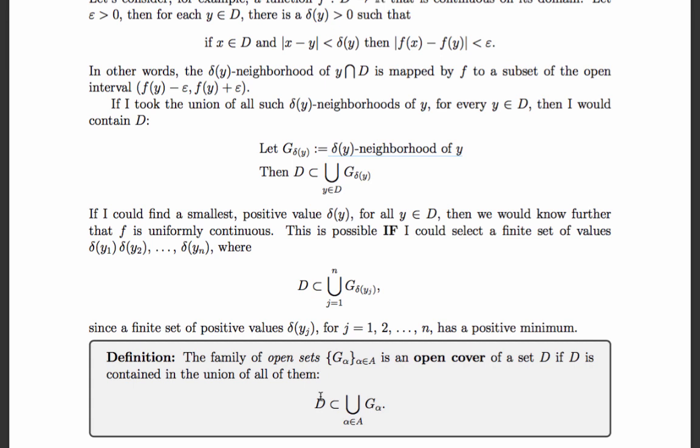When would that be true? Well, that's possible if I could take a finite set of values, delta(y1), delta(y2), up to delta(yn), a finite set of delta values. And if the union of those finite open intervals contains D, then I could take the minimum delta value of those finite set of delta values, and that would guarantee uniform continuity. Why, do you ask? Well, I'm not going to tell you because it's on your homework.